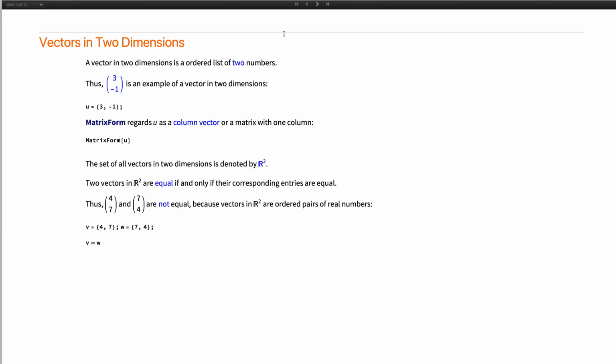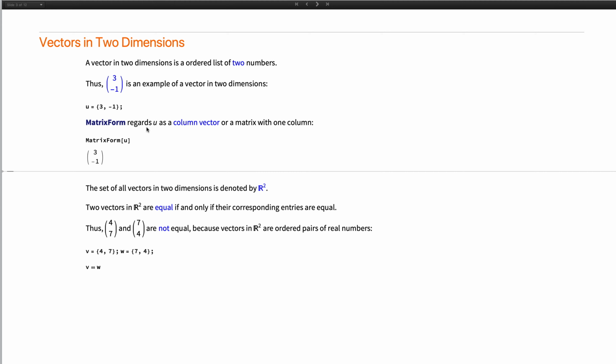Okay, so let's begin with a simple case, vectors in 2 dimensions. A vector in 2 dimensions is just a list of 2 numbers. So for example, here you've got a vector 3, negative 1, right? It's got 2 entries over here, and let's define it. And if you apply matrix form to it, you get back a column vector. So you think of these vectors as being really columns of a matrix.